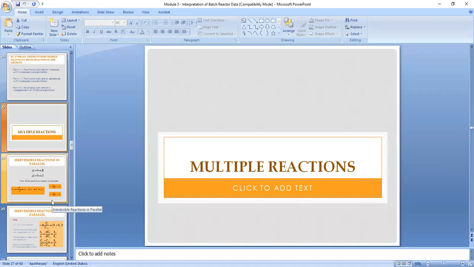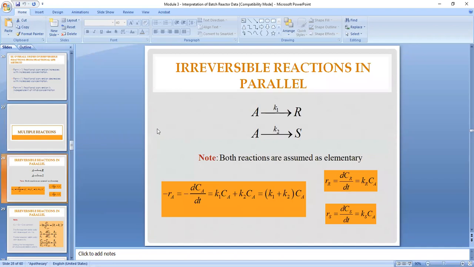So far, in the 40% of this slide on interpretation of batch reactor data, we have only covered single reactions. What about multiple reactions? So we will go into each of the reactions now. The first of these multiple reactions that we're going to cover is the irreversible reactions that are said to be competing or parallel. I have written it in this manner here, but the majority of textbooks would write it in this form.